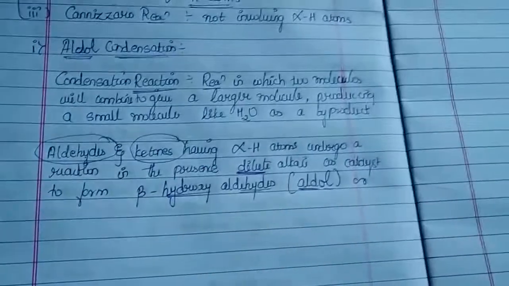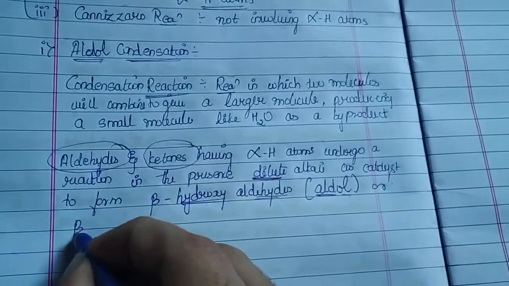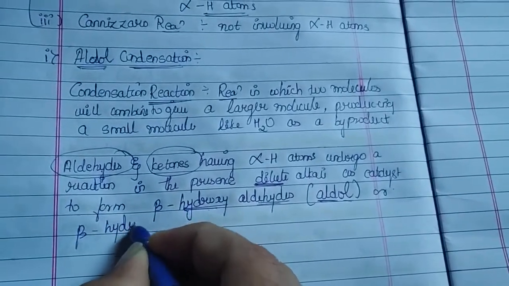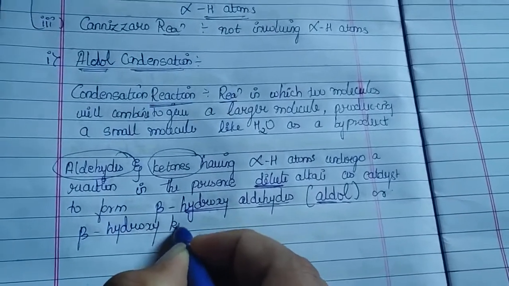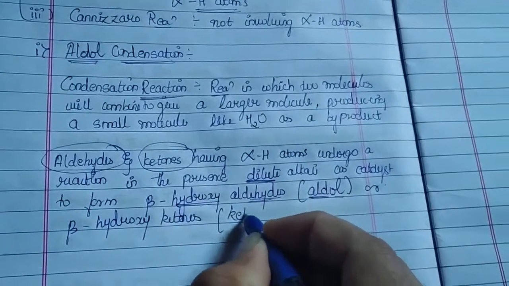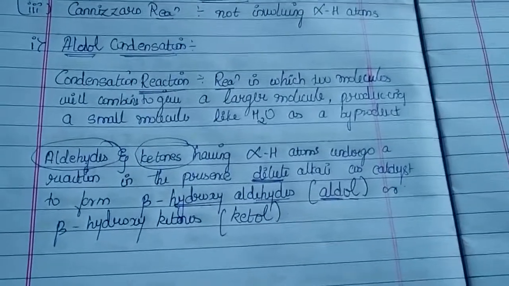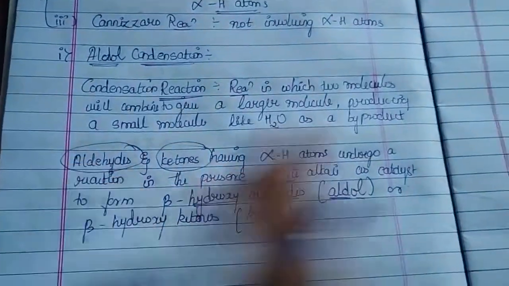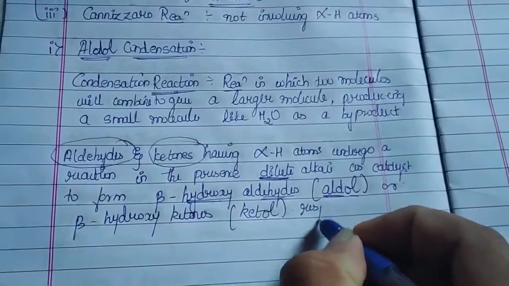If you take ketones, what will you get? You will be getting beta hydroxy ketones, which is called as ketol, respectively. I should add the word respectively.